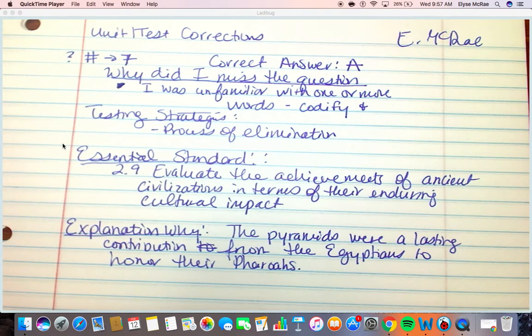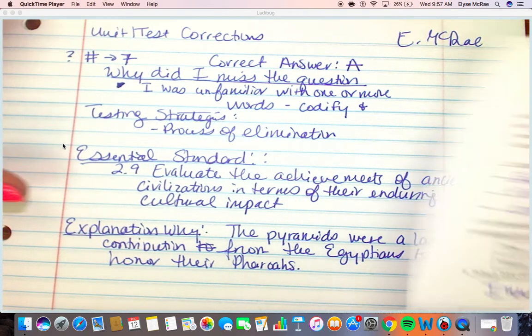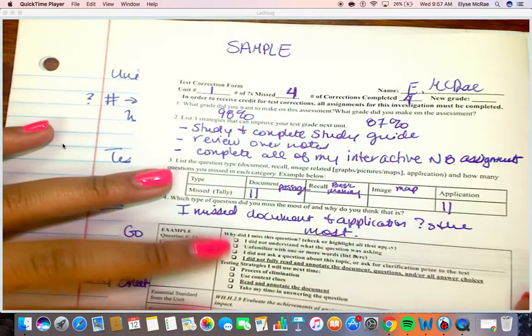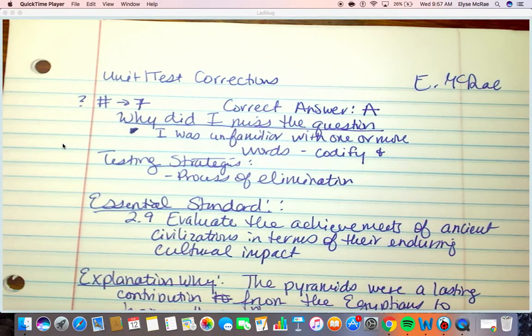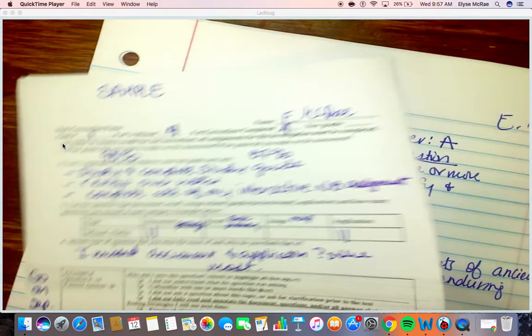And when you are done with your paper, what you will do is you will take your test correction paper, and you will staple it to your test corrections, and you will turn them into Ms. McCray, and I will give you half credit back. Let me grab a stapler real quick.